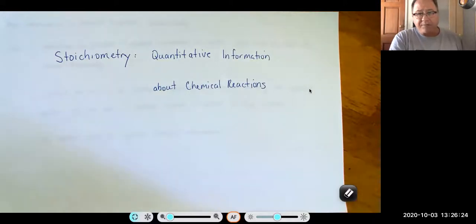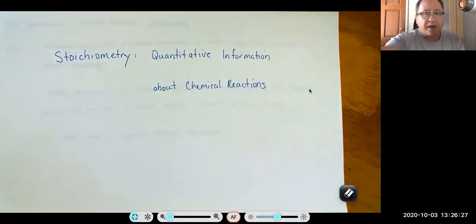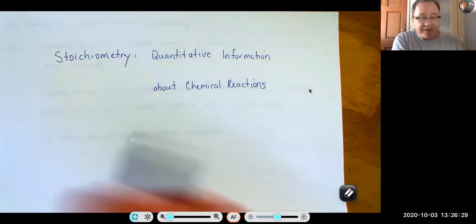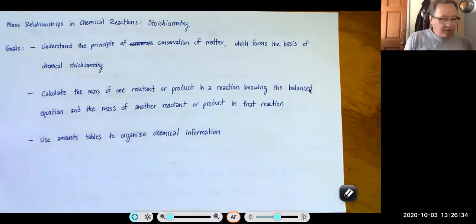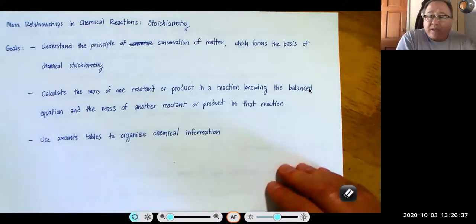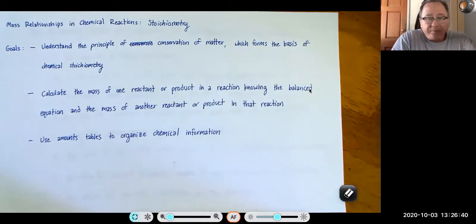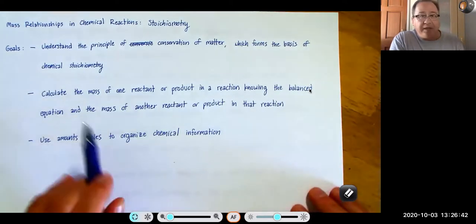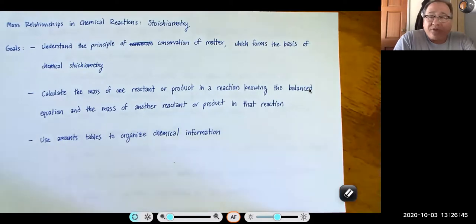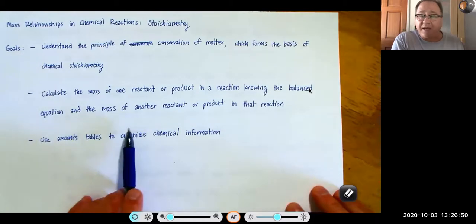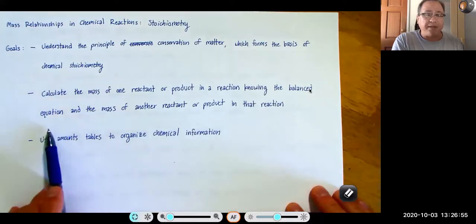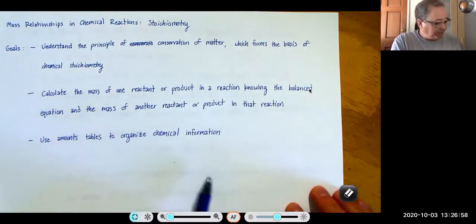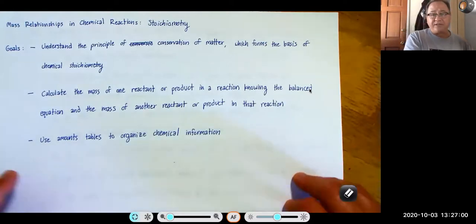Okay, for the next module, we're going to be looking at stoichiometry, which is quantitative information about chemical reactions. So we're going to begin with mass relationships in chemical reactions, which is stoichiometry. And we want to understand the principle of conservation of matter, which forms the basis of chemical stoichiometry, calculate the mass of one reactant or product in a reaction, knowing the balanced equation and the mass of another reactant or product in that reaction, and use amount tables to organize chemical information.